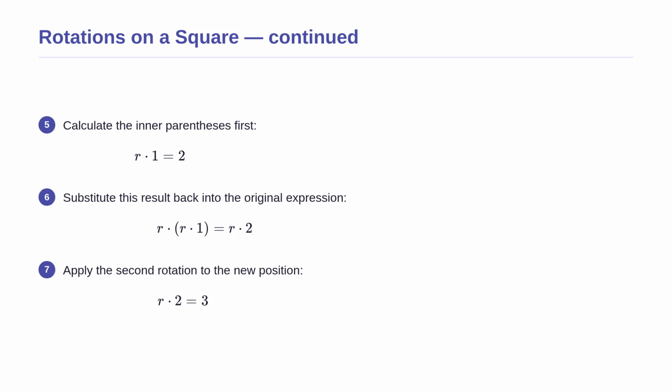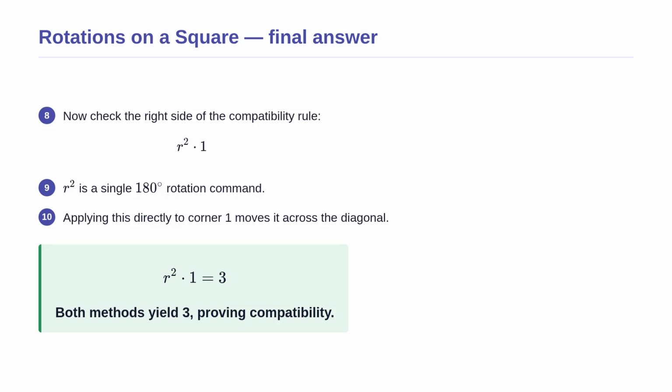We start inside the parentheses. Applying a single 90-degree clockwise rotation to corner 1 physically moves it into the spot previously held by corner 2. So, R acting on 1 equals 2. We substitute this result back into our expression. Now we apply the second rotation to this new position. Rotating corner 2 by 90 degrees moves it to position 3. We have found that sequential rotations move the corner to position 3.